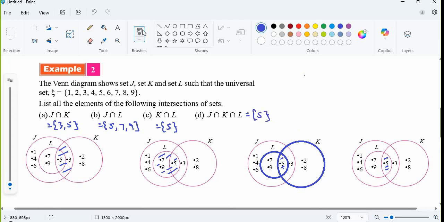We know that L is a subset of J. Then L intersect with J will be the whole set L.